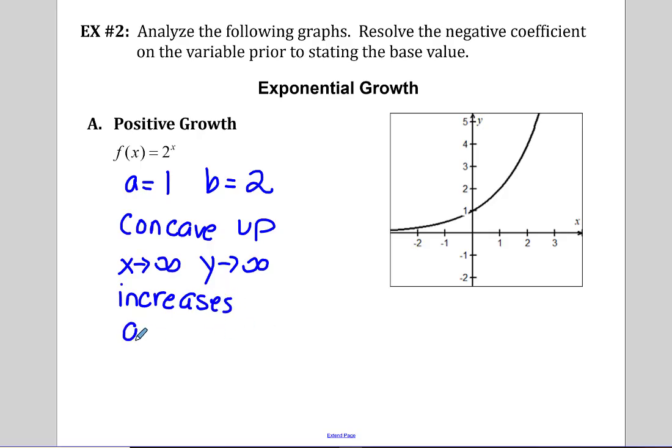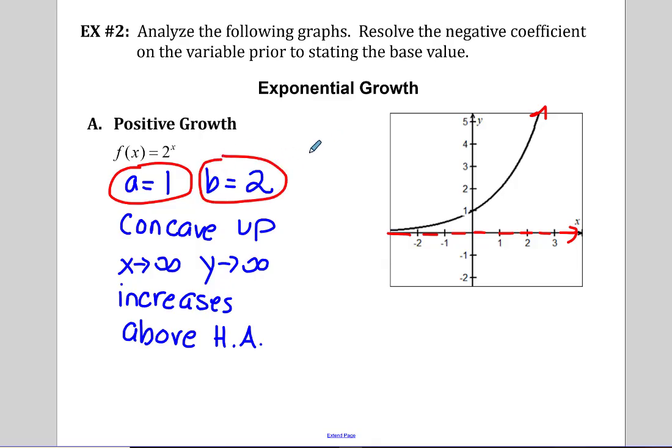You see it's above the horizontal asymptote. And I like to think about it this way, positive growth. As you move to the right, your function is moving away from the horizontal asymptote. So it's positive growth. When the base is bigger than 1 and your A value is positive, that would be growth in a positive direction.